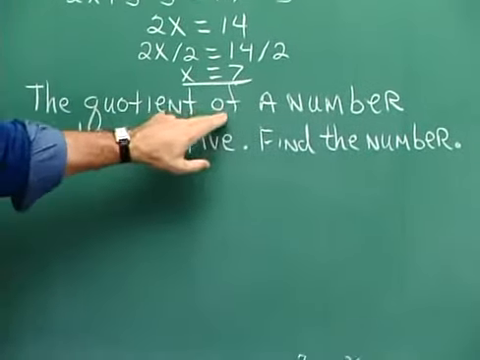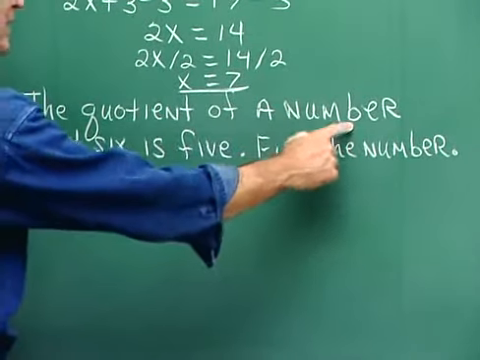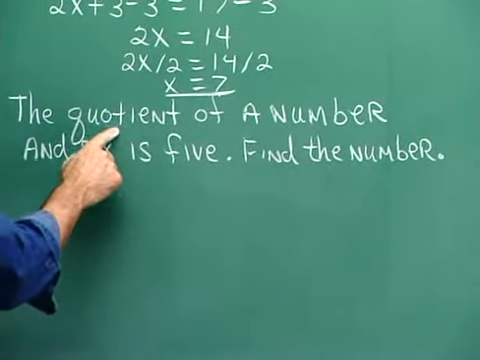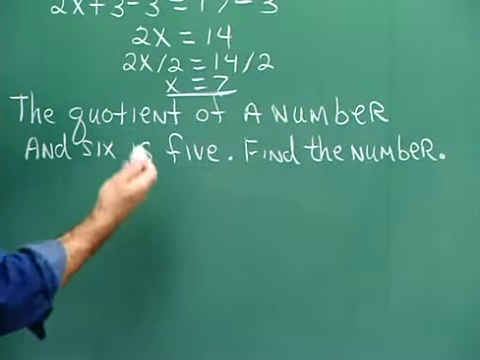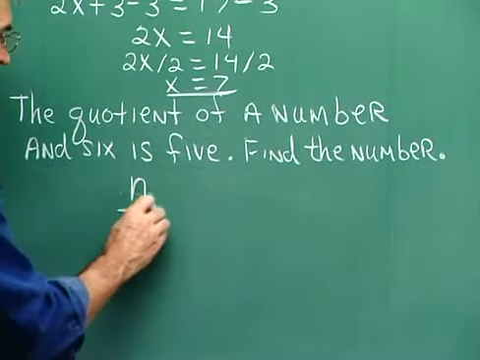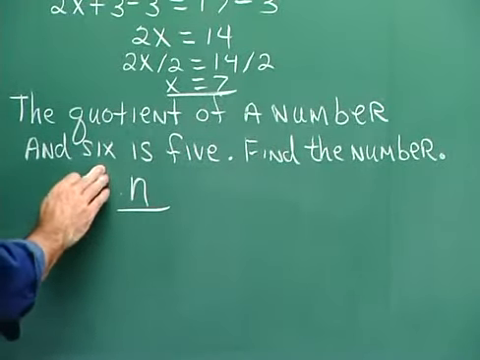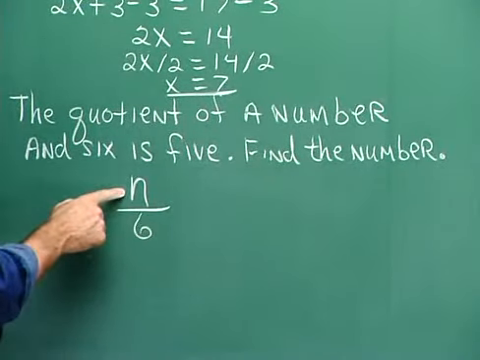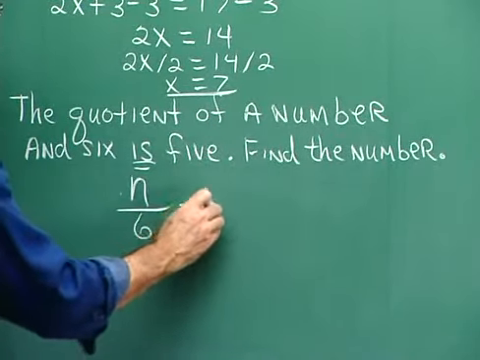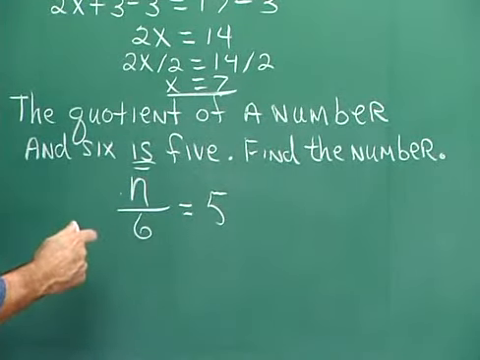The quotient of, now as soon as we see that, we know we have a division problem. So the quotient of a number and something else. Let's let n stand for the number this time. So quotient, we can automatically think in terms of a fraction. A number, let's let n stand for the number, as I say. So it's n over something. Let's see, a number and 6. Here's the quotient of a number and 6. Is equal to 5. Now we multiply on both sides by 6 to find our result.